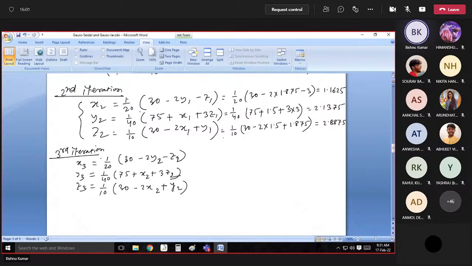So tell me the values of this. That x2, y2, z2 you have to take from these places. The third iteration is coming: 1.141875, 1.75. I am writing 4 decimal places. Yes, sir. Now this is 75 plus x2 plus 3z2. That x2 and z2 you will take from this value and this value, divided by 40.